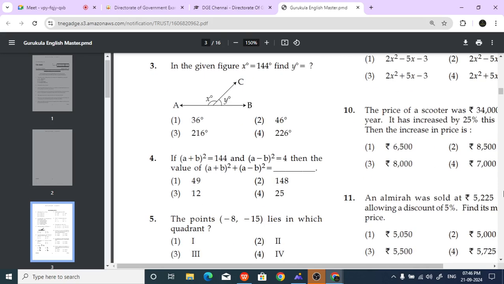Okay. Can you see this picture? Question number 3. Can you see this picture? In the given figure, angle x is equal to 144 degree. What is angle y?